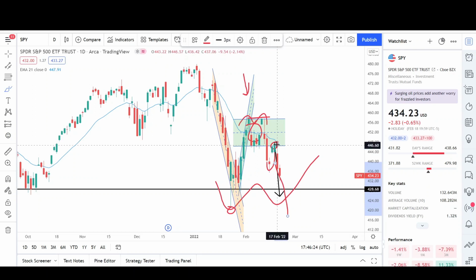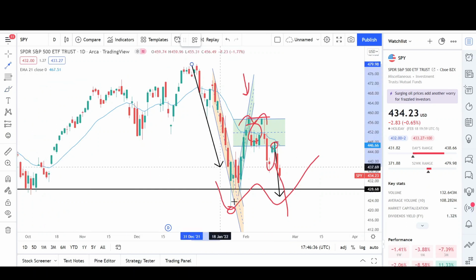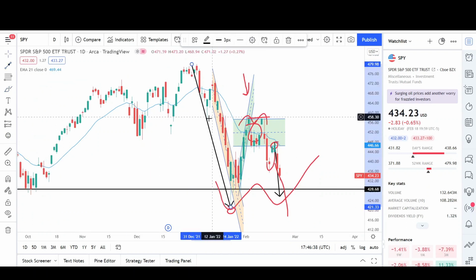The EMA is acting as overhead resistance also, and is pointing down, and most of the price bars are below it. So this could be the start of a bigger correction. So if we do make a really large correction, where are we going? I'm going to have to use another measured move, a bigger one.